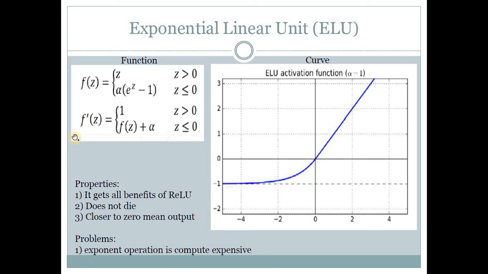So this is the derivative of the ELU function, and some of the properties are that it gets all the benefits of ReLU. As I already said, it doesn't die, as we can see, and it gives outputs closer to zero mean, which is also good. But it has a problem. The problem is the exponent operation is quite computationally expensive. As we can see here, we are doing the exponent operation, which is quite expensive, right?